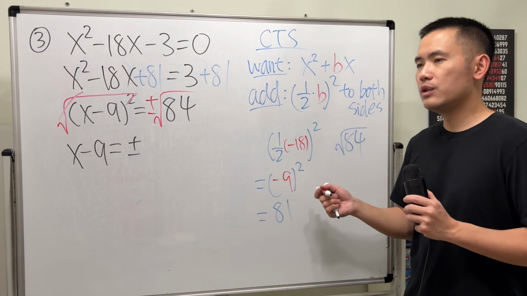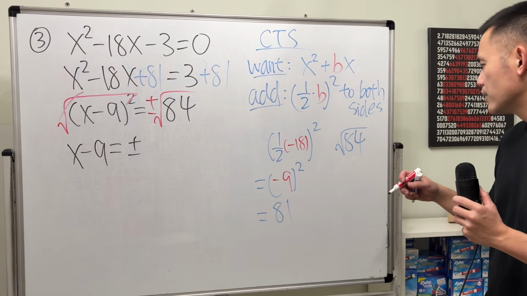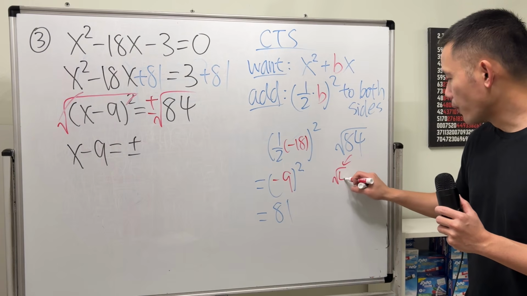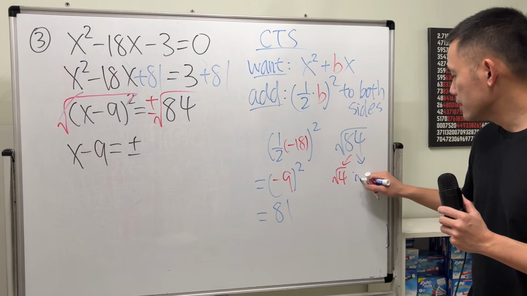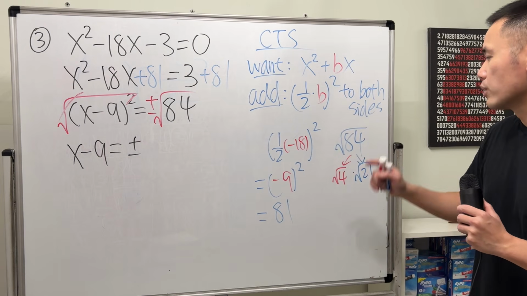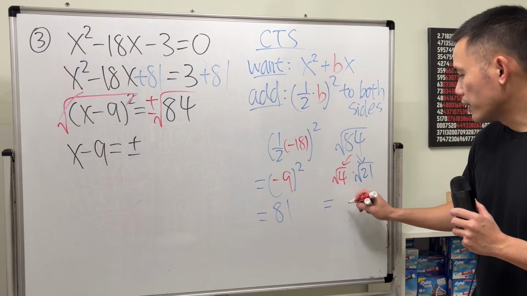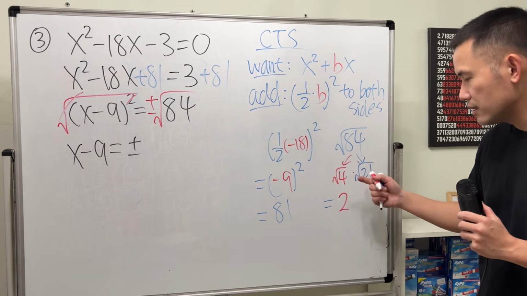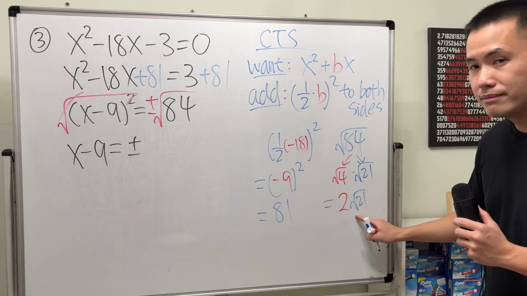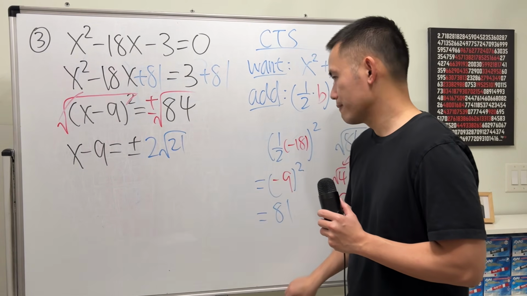Square root of 84. What times 4 gives us 84? And one of the numbers should be a perfect square. 4 and 21. Yeah, why not? Square root of 4 times square root of 21. Multiply the numbers inside, we do get square root of 84 altogether. And square root of 4 is just a regular number 2, a nice number 2. And then square root of 21, just write it down. So this becomes 2 square root of 21.